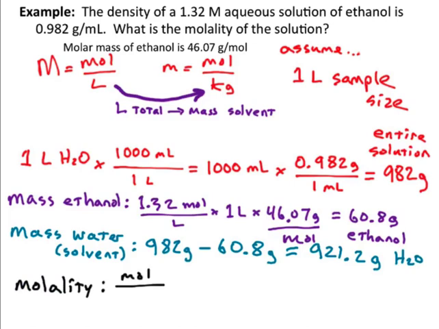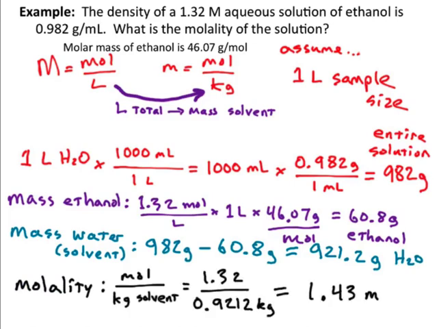Now we're in the home stretch. We want molality, so we want moles over kilograms of solvent. So we have the moles of this 1 liter sample size. So 1.32 moles over liters times 1 liter gives you 1.32 mole. And I suppose I should write mole right here. And then you have the kilograms of solvent. I just converted from grams to kilograms here without showing it. And then you get 1.43 molal as your concentration.